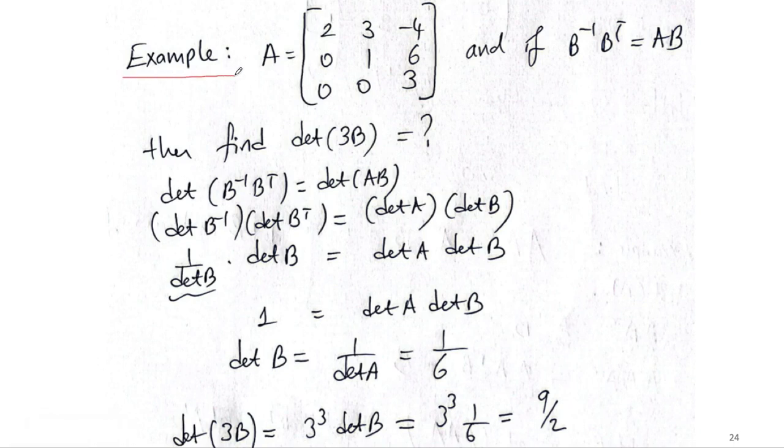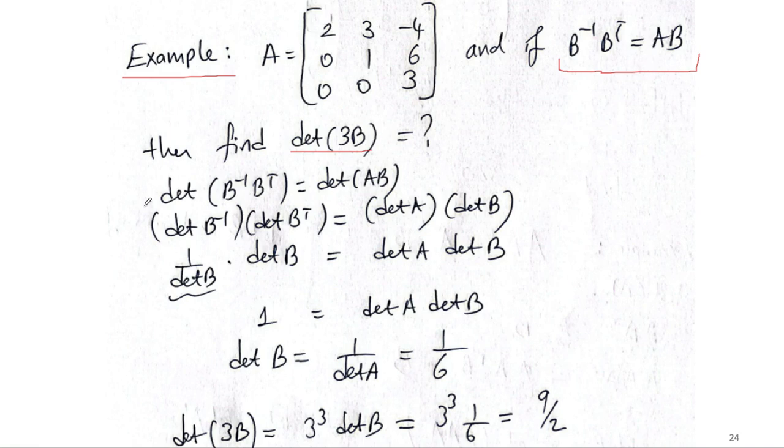Another example, suppose we are given matrix A, and we are also given B inverse times B transpose equals A times B. Then the question is asking to find the determinant of 3 times B. First of all, we can take the determinant of both sides. So that's determinant of B inverse times B transpose equals determinant of A times B.